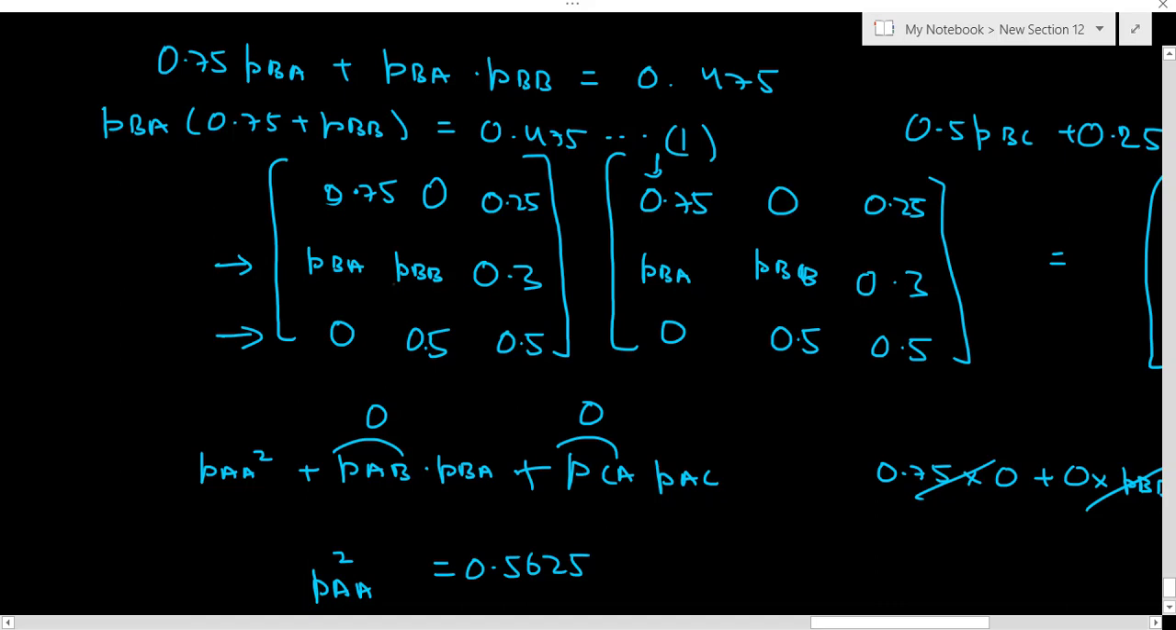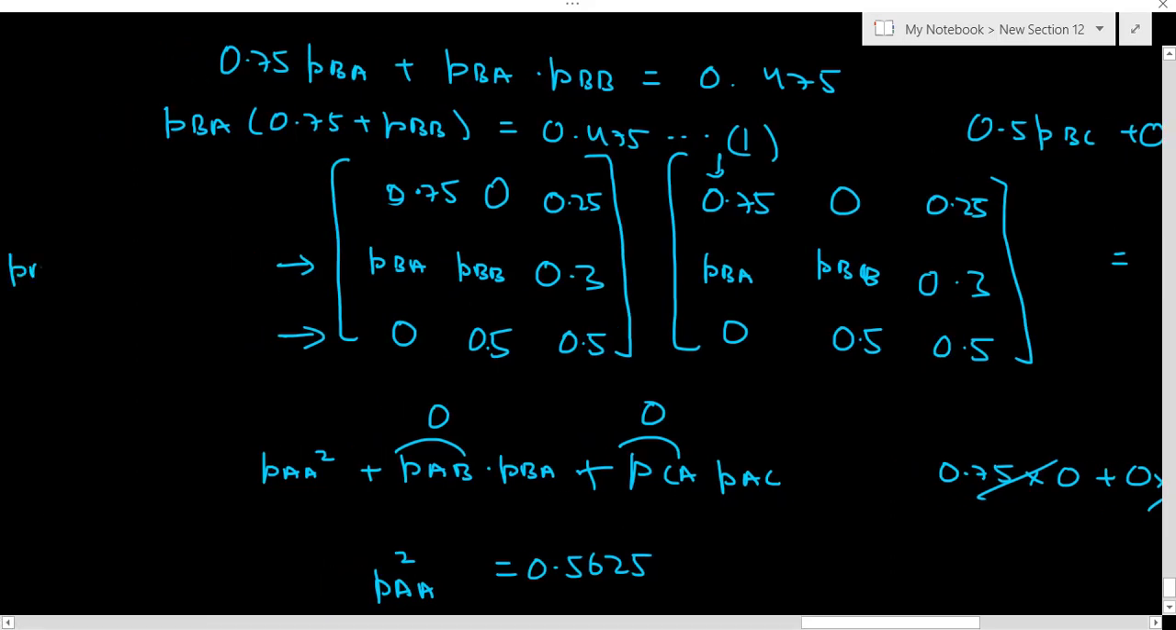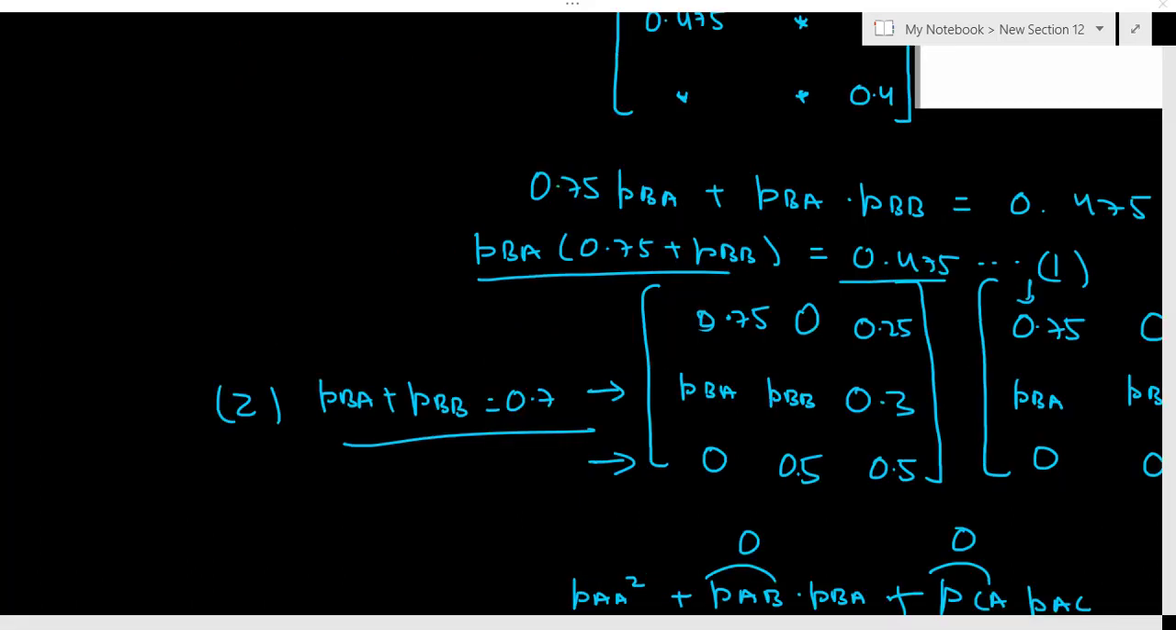Now I need to figure out these two, and I know this row would sum up to be 1, right? So that is another thing which is true. So PBA plus PBB should be equal to 0.7 to make the entire row 1. Okay, now I've got two equations. I need to solve them to find all of these values. This is equation number 2, and this was marked as equation number 1. So now I've got two equations in terms of PBA and PBB, which I need to solve.